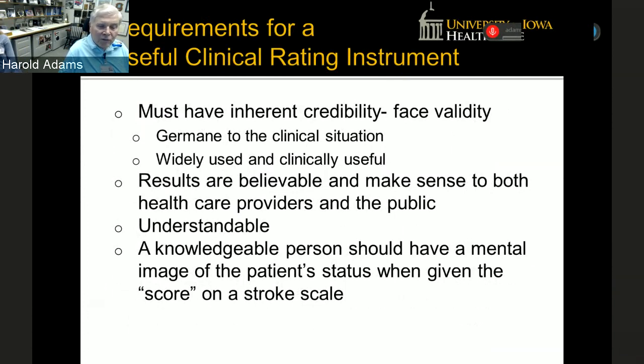A knowledgeable person should have a mental image of the patient's status when given the score on a stroke scale or any scale. For example, if a patient is coming in with a Glasgow Coma Scale of 5, everybody on this conference call should have an image of a profoundly affected patient with a head injury. Similarly, if they come in with an NIH Stroke Scale of 25, we should recognize that as a major stroke with a patient at high risk for complications or mortality. So we should be able to have a good idea as to what the score means.